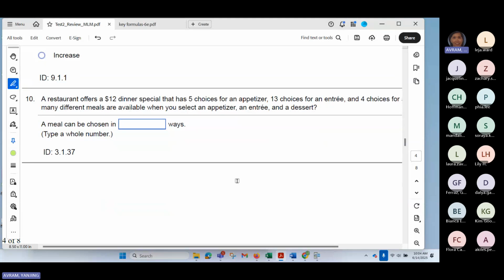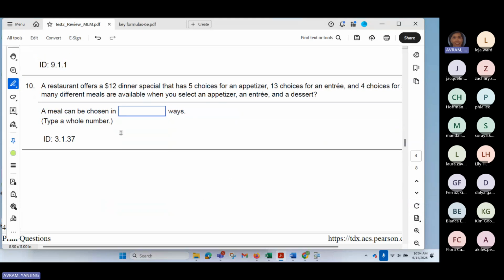All right, let's look at number 10. A restaurant offers a $12 dinner special. That's a 5 choice of an appetizer, 13 choice of entree, and 4 choice of dessert, something like that. So how many different meals are available on this day? An appetizer, an entree, and a dessert. All right, give you a minute. Let's find out what is the total ways to choose this 3-course meal.